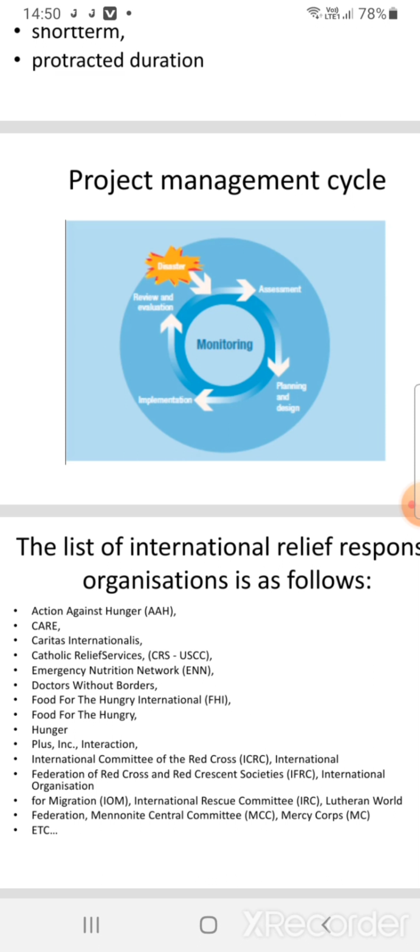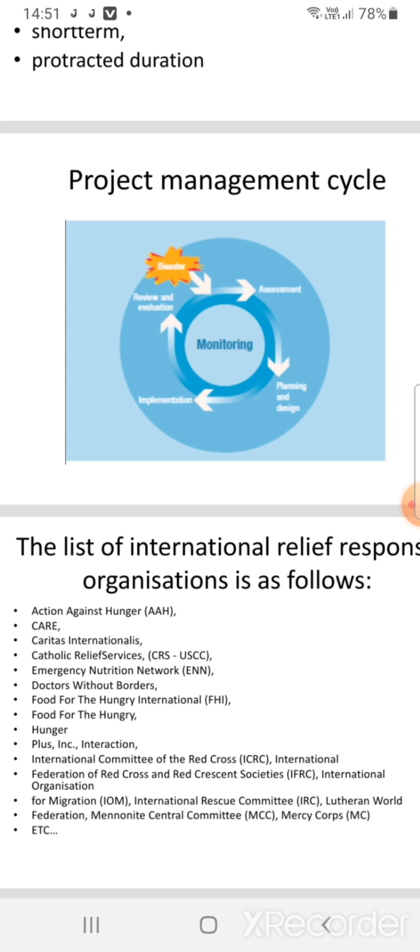Now last but not the least, we have to understand a specific list of international relief response organizations like AAH, Action Against Hunger, CARE, Caritas Internationalis, Catholic Relief Services, Emergency Nutrition Network, Doctors Without Borders, Food for the Hungry International, International Committee of the Red Cross.